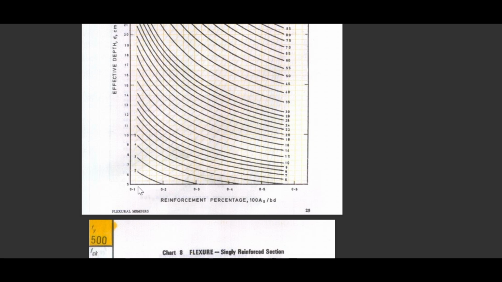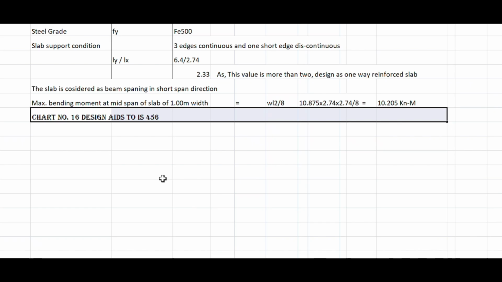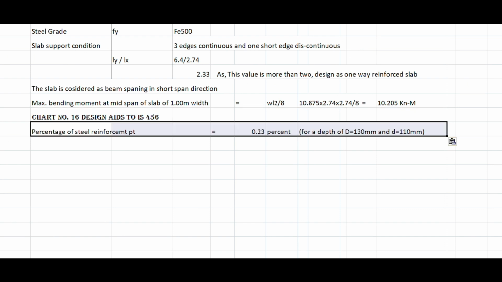Singly reinforcement. The x-axis indicates the percentage of reinforcement. The y-axis indicates the depth of slab. So for this, our depth is 11 centimeter. 11 centimeter to this much gives 0.2 something. It comes out as per the chart. In the calculation, the percentage of steel reinforcement from the above chart is 0.23%.